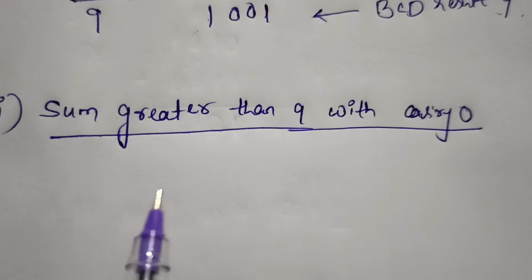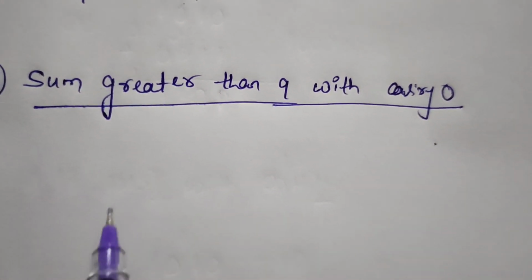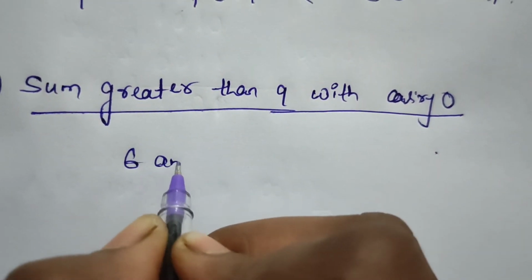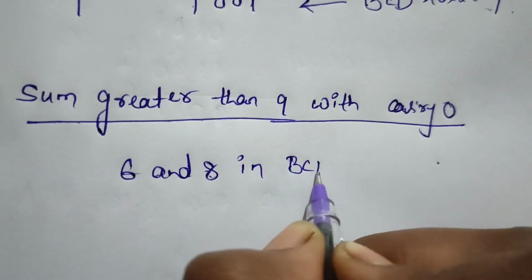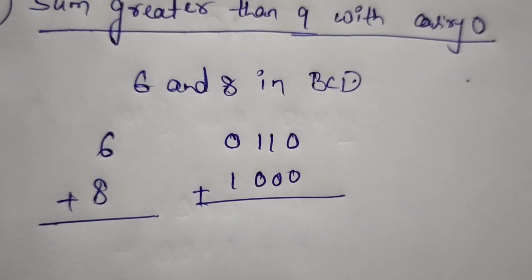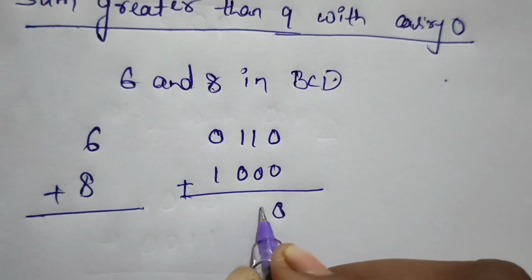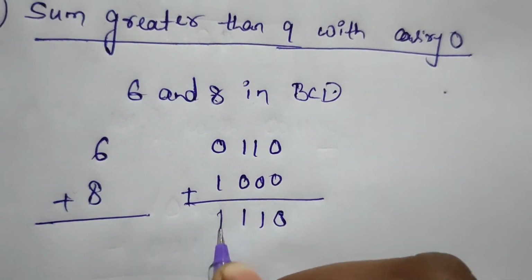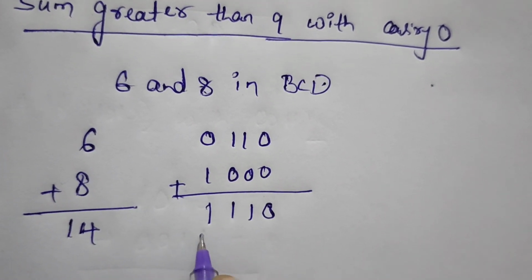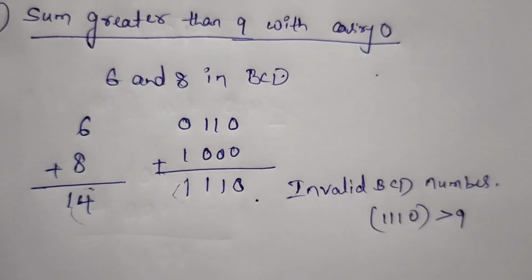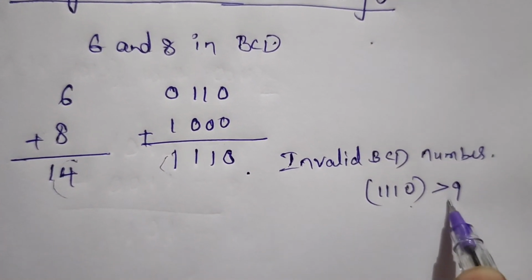The second case is sum greater than 9 with carry 0. Let us consider an addition of 6 and 8 in BCD. The binary addition of 6 and 8 is 1110. 6 plus 8 is 14, so it is also 14. It is an invalid BCD where the sum is greater than 9.